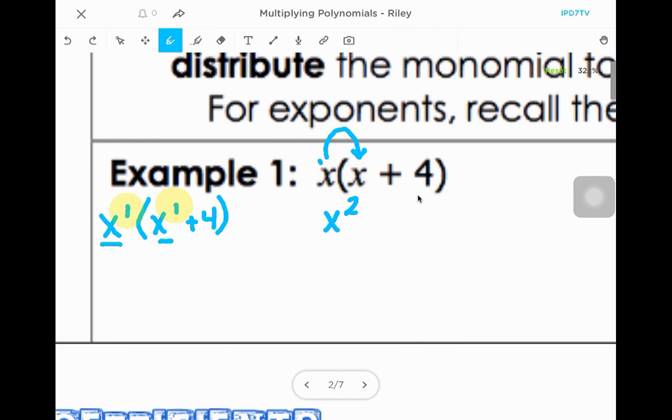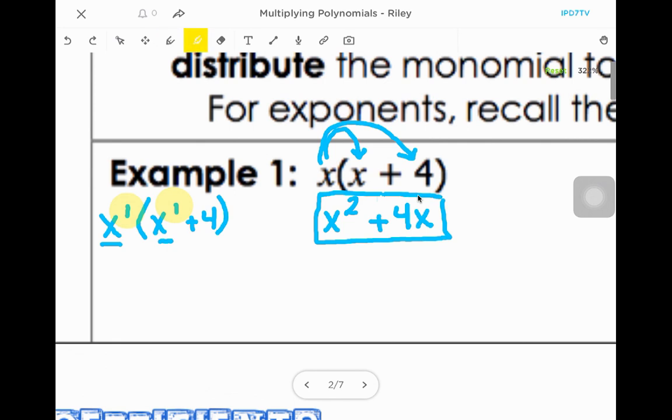Then I can distribute my x to the 4, like we've been doing already this year. We know 4 times x is just 4x, and that is our answer. We cannot combine because they are not the same. This has a square, this has no square. So our answer is only x squared plus 4x.